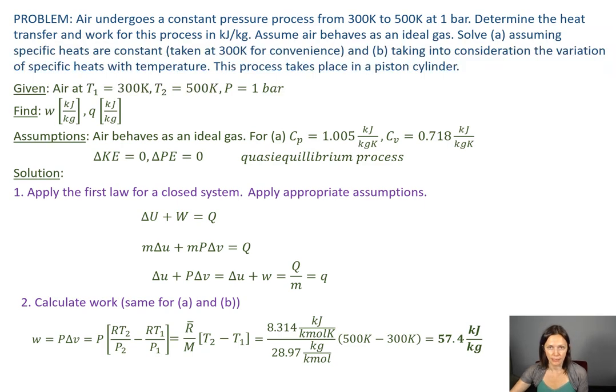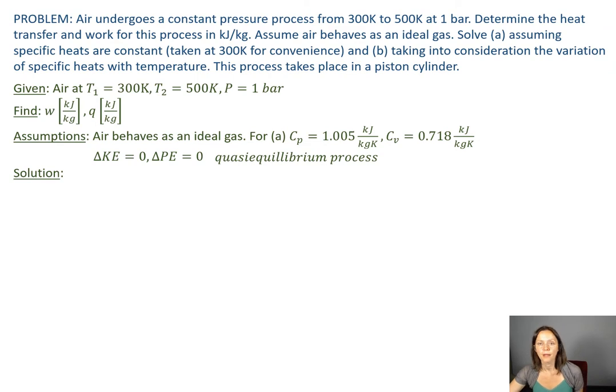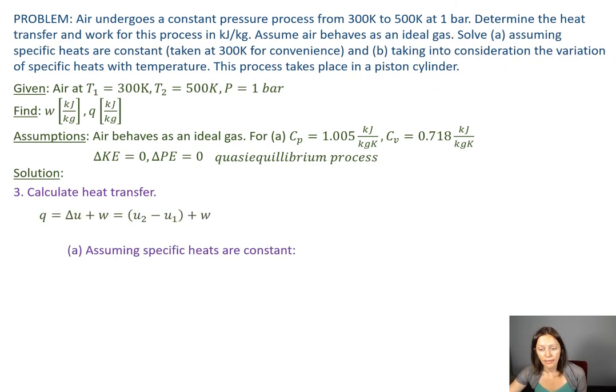Makes sense, it's a positive number. I've got an expansion process, and for expansion processes, that leads to a positive number for your work term. It's a work output. All right, so I've got that, check, I've got the work. Now I need to deal with the Q, the heat transfer. So there's my governing equation, and I've got two scenarios that I've got to consider.